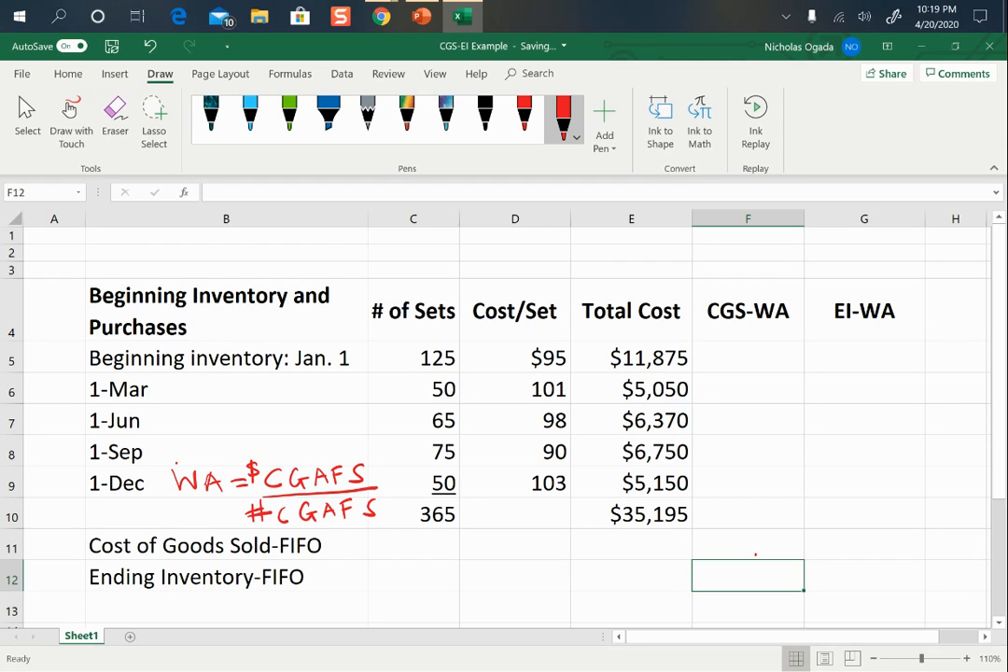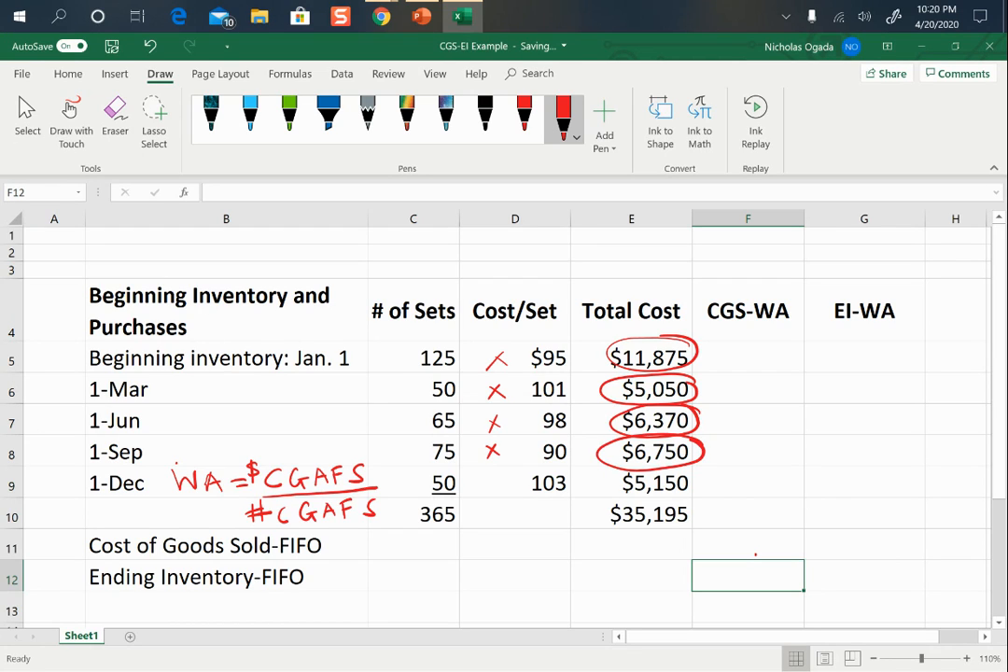Now, in our case, I already did the extension here. We had a beginning inventory of 125 units at a cost of 95. You multiply these two values, and you find this to be 11,875. Then on March 1st, they bought 50 units at a cost of 105. This will be 5,050. Then on June 1st, they bought 65 units at a cost of 98. Then the total cost for June purchases is 6,370.